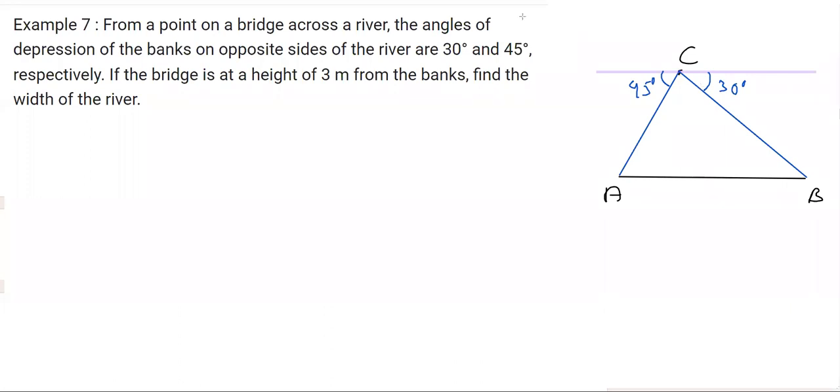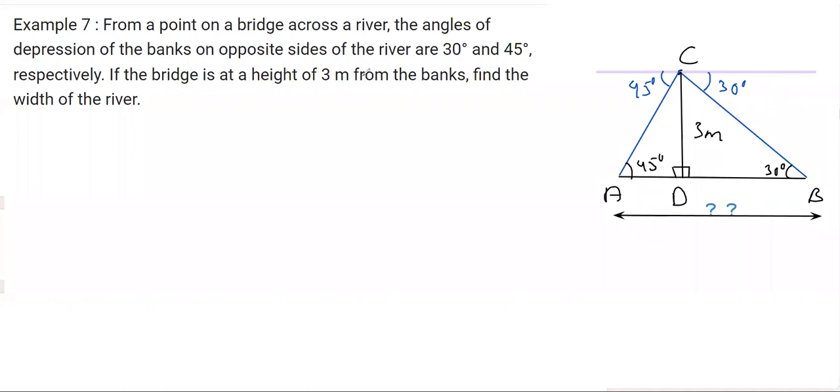And the height of this bridge is given. The height of the bridge is always a perpendicular, so I can make this perpendicular. Let this be D here, which according to the question is given as 3 meters. Now, first of all, using alternate interior angles, I can say this is 45 degrees and this angle has to be 30 degrees. And what we have to get is the width of the river. As you can see from the figure, the width of the river is this AB. We have to get the length of this AB.